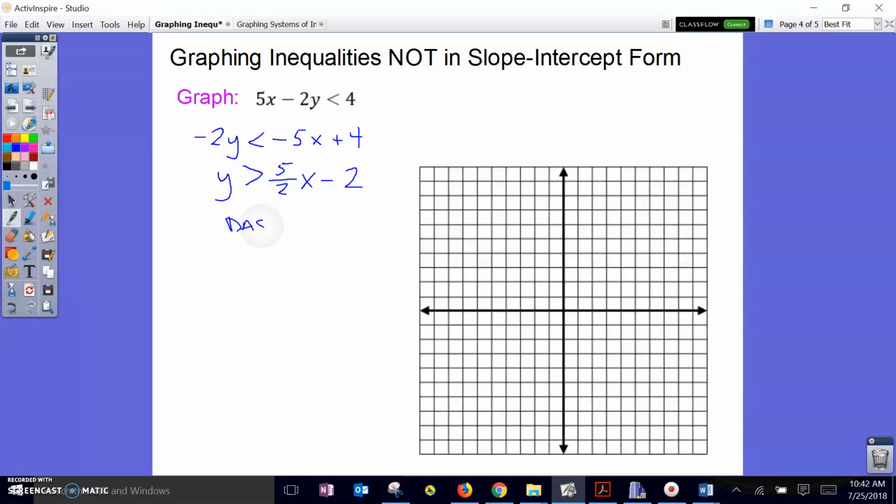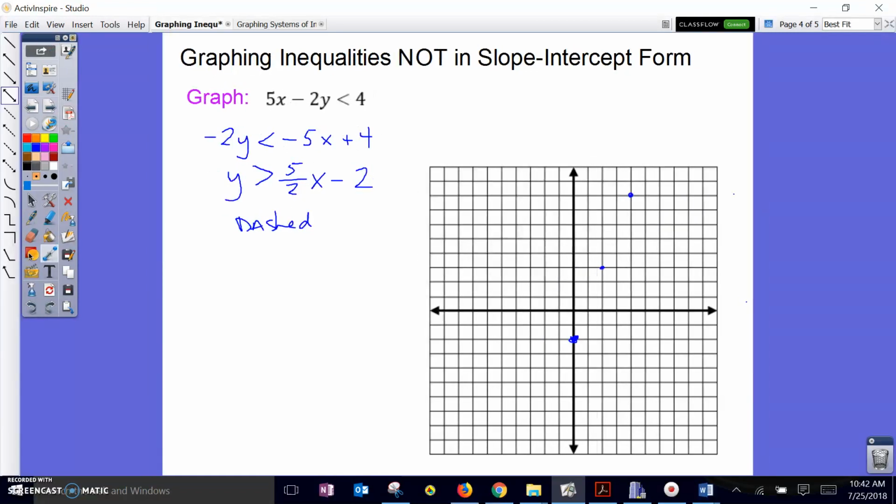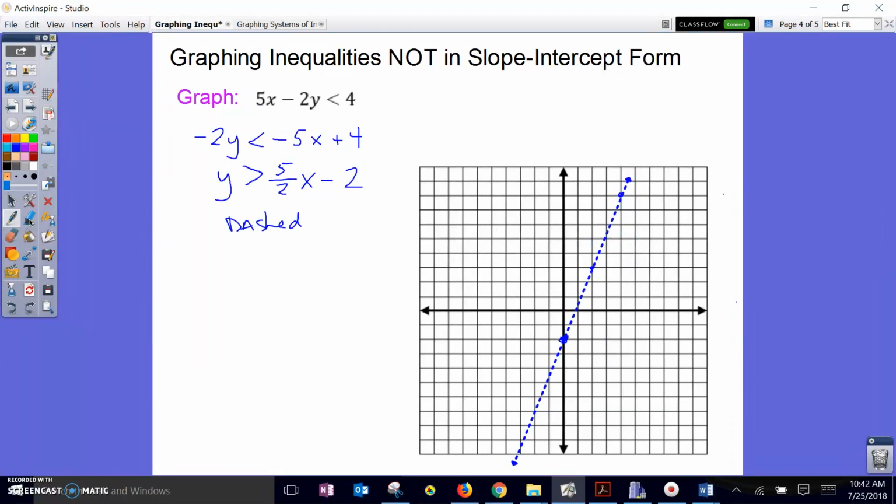Got a dashed boundary. I'm going to plot the y-intercept at negative 2. And then I'm going to use the slope and go up 5 and over 2 to the right. Get some additional points. And then I'm going to graph my boundary using my ruler. And now I want to determine where to shade. I'm going to use this inequality here. It's y is greater than, so we want to shade above the boundary line. And so we're going to shade in here.